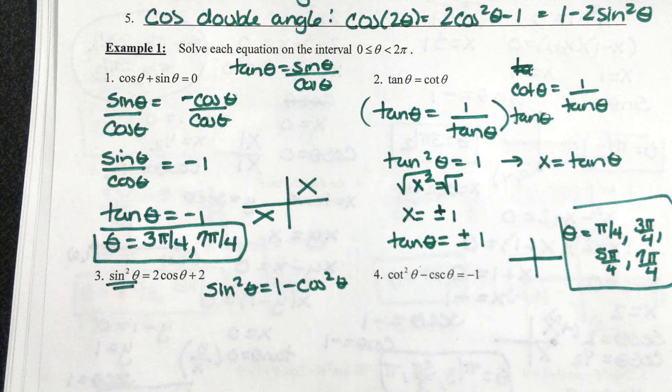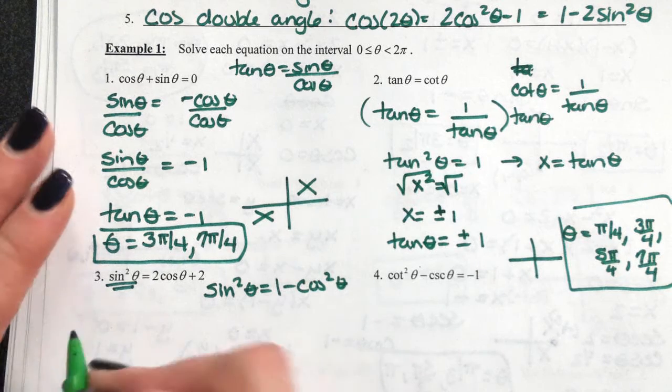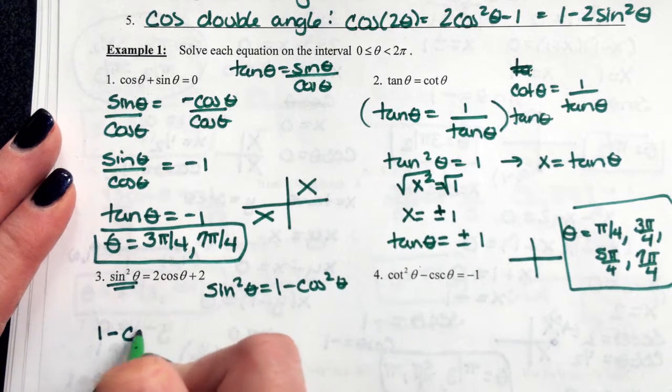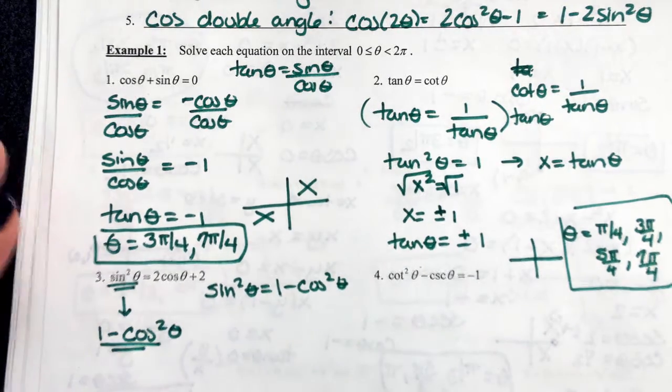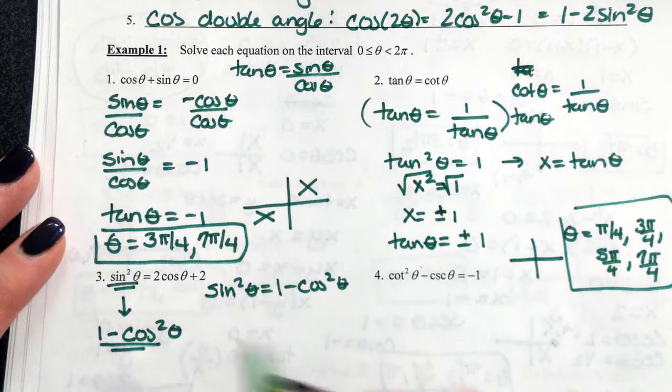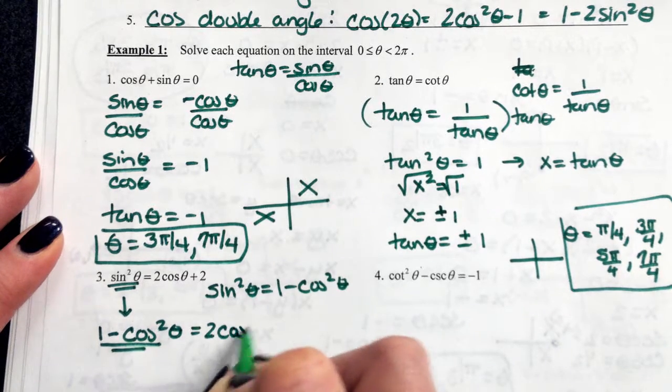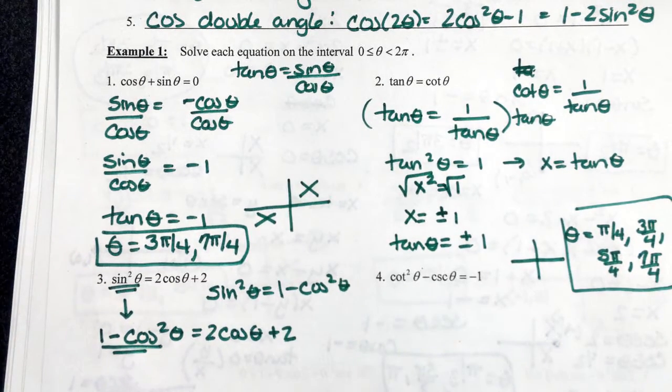So at least if I can take out this sine squared and replace it with a 1 minus cosine squared, I'll have an equation that has just one trig function. So I can write this as 1 minus cosine squared theta, equals 2 cosine theta plus 2. Again, I took out that sine squared and replaced it with the 1 minus cosine squared. Any questions on where I got the 1 minus cosine squared from?